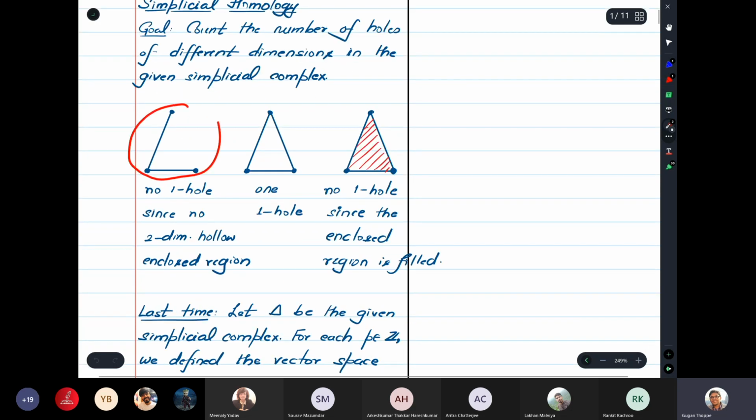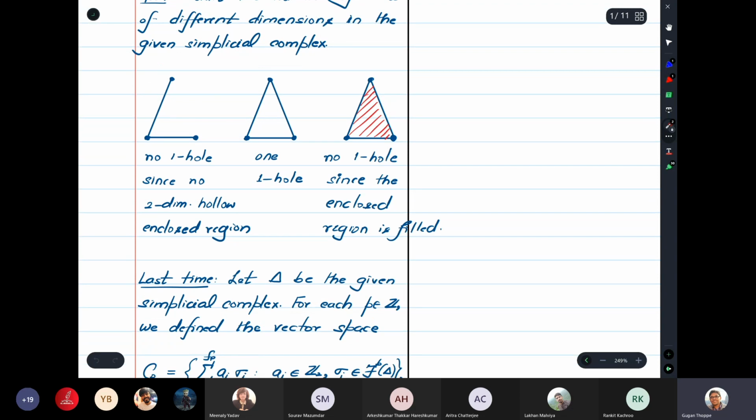Like for example, if let's say this is the simplicial complex that has been given to us, then we would like to say that there are no two-dimensional holes or no one holes in this simplicial complex because there are no two-dimensional hollow enclosed regions. On the other hand, if you look at this simplicial complex, here indeed there is a hole and that hole is over here, right? So we would like to be able to conclude using some tools that indeed there is one hole here.